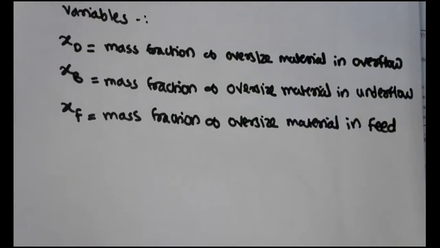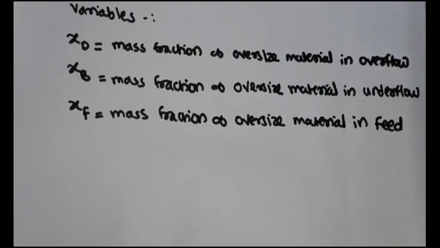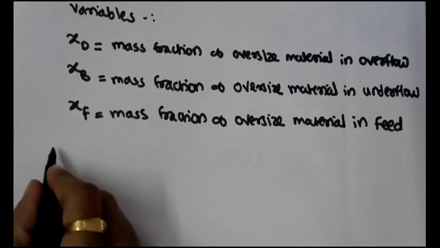But it will not be, because the screen used in real life behaves as a real screen, not the ideal screen. So there is always overlap of oversized and undersize. Some undersized material is present in overflow, some oversized material is present in underflow. So after defining these variables, we will write the component balance and the material balance also.